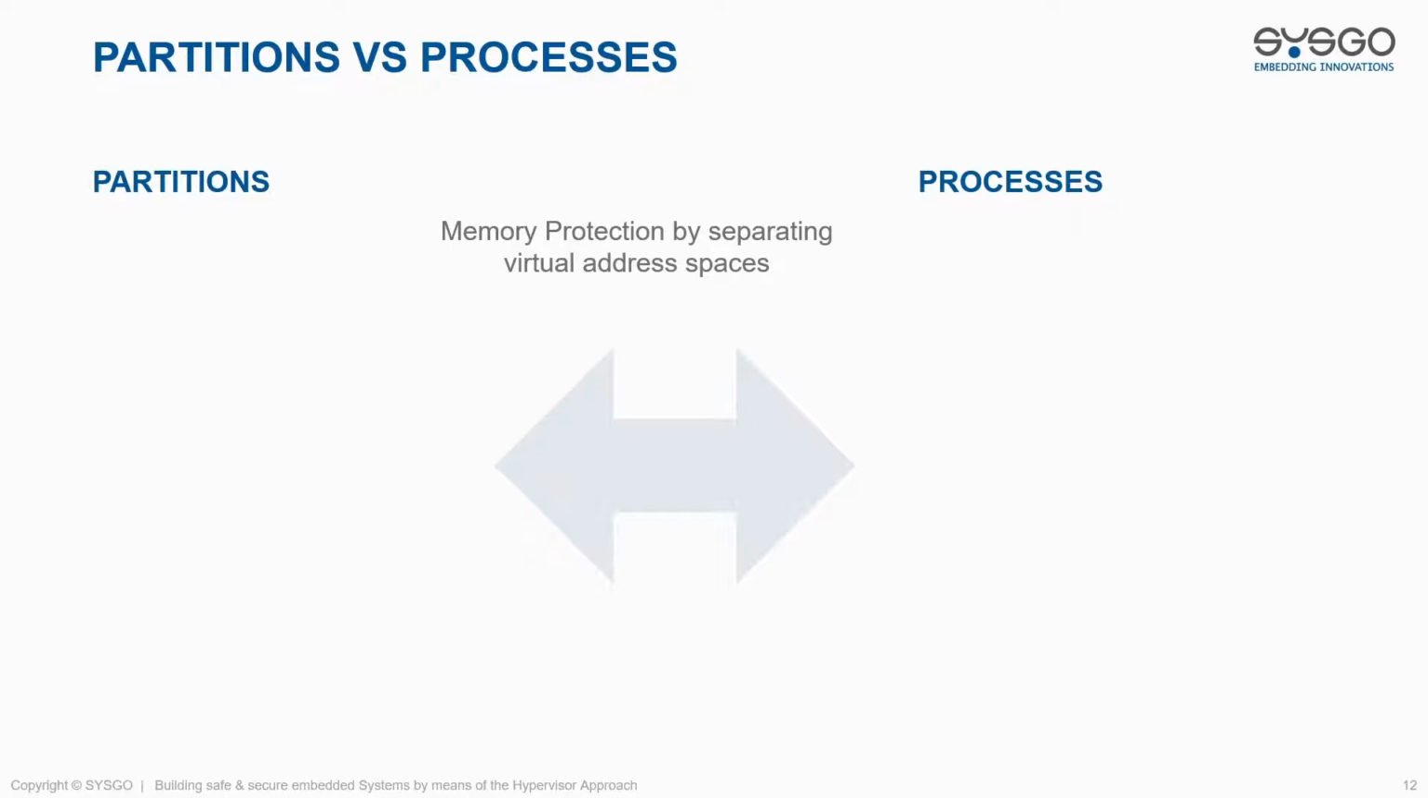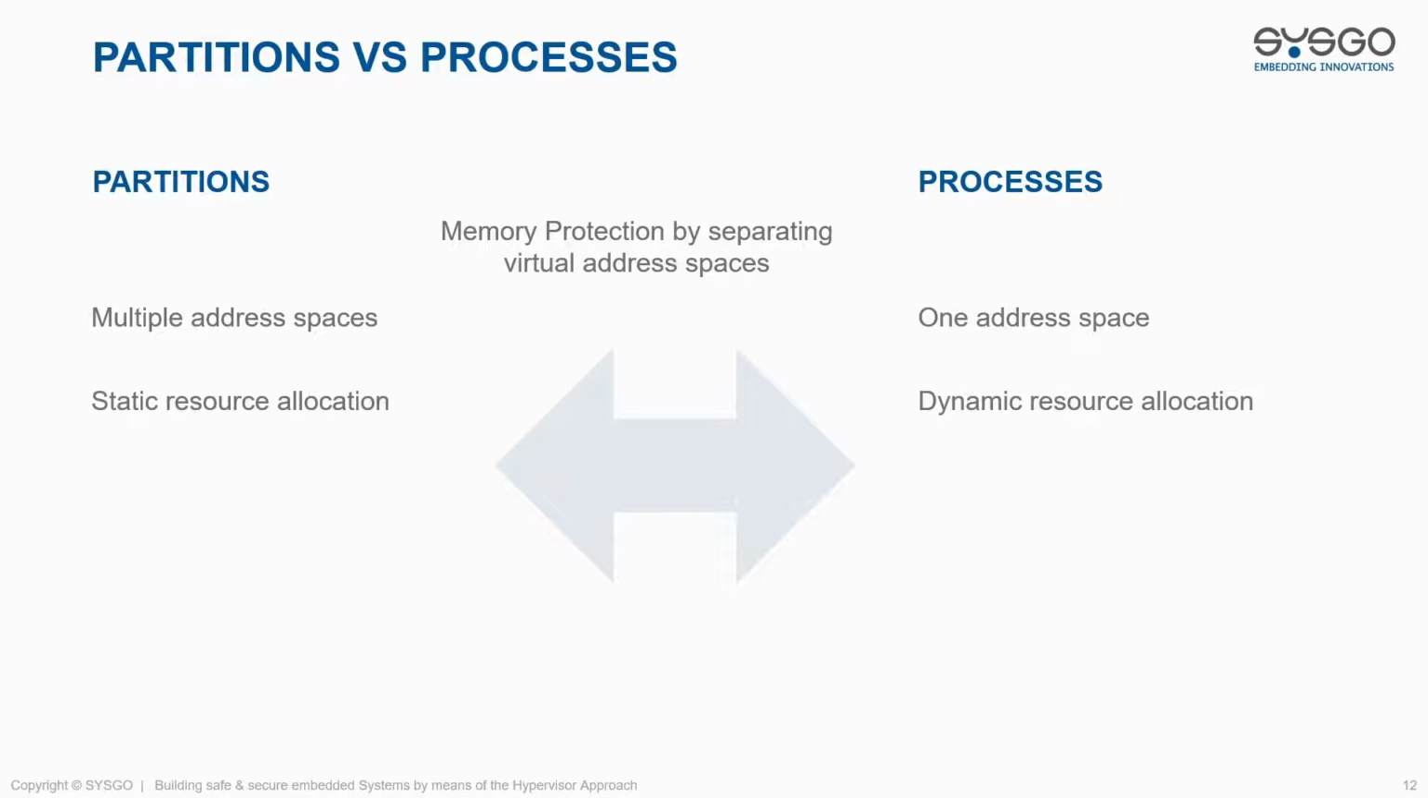Just a short comparison of partitions and processes. In both cases, it is about memory protection by separating virtual address spaces. But in a partition, you can have multiple address spaces. For example, in the running Linux kernel, the kernel itself is one, and it starts different address spaces for each process it is starting. If you only have a Linux kernel running, then you have one address space per process, typically. Partitions are set up statically, which means that once the system is running, there is no way to move any memory amongst the partitions.